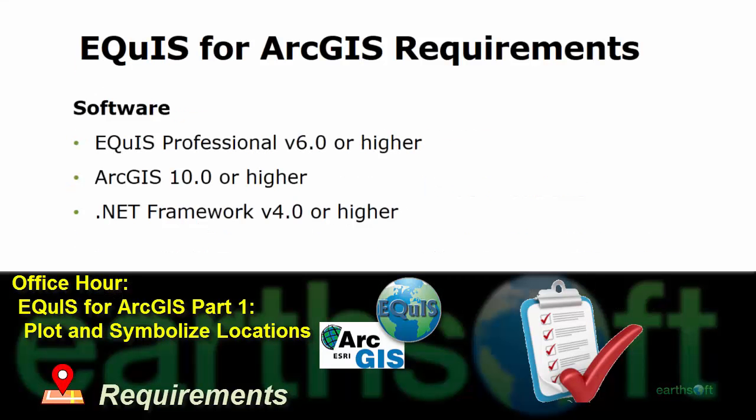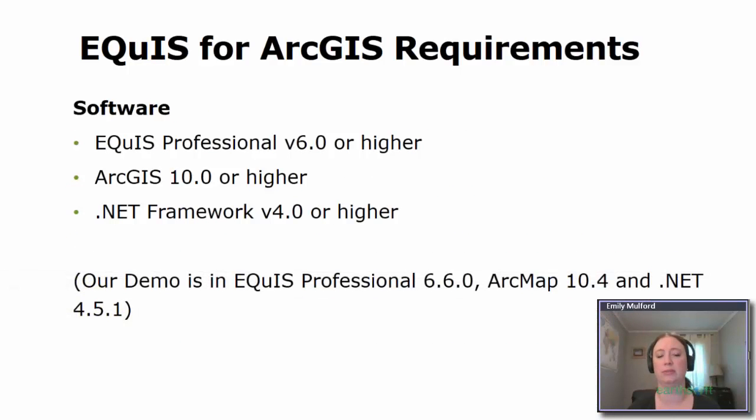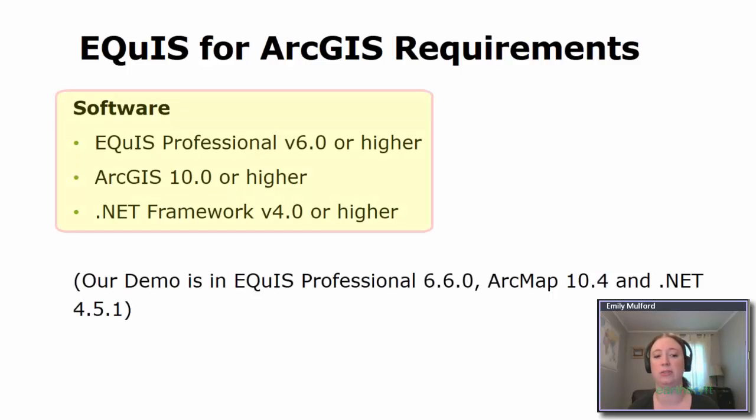So to talk a bit about the requirements, I kind of broke this down into several subcategories just to make things a little bit easier for us. In terms of what you need installed on your workstation, you need EQuIS Professional version 6 or higher. You need ArcGIS version 10.0 or higher, and then you probably also are going to want .NET Framework 4.0 or higher.